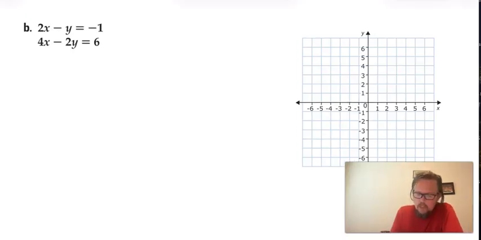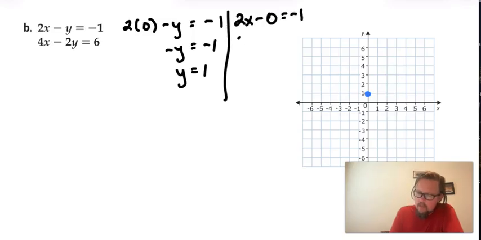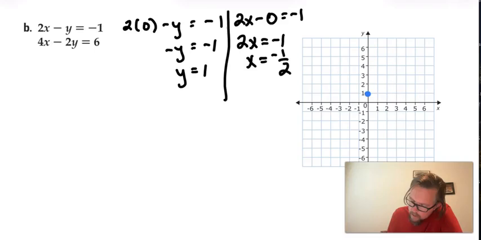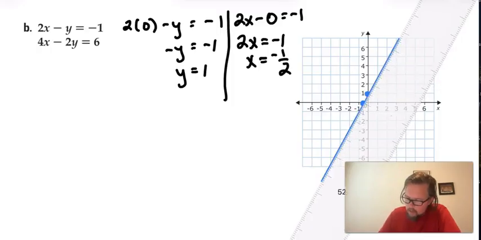So on the first equation, let's replace the x with 0 to find the y-intercept. So negative y is negative 1, so the y-intercept is going to be 1. Good. And then we'll find the x-intercept by replacing the y with 0. So that's 2x equals negative 1, so x equals negative 1/2, which is going to be right here, negative 1/2. Okay, let's go ahead and get our ruler and connect the dots. And there we go.